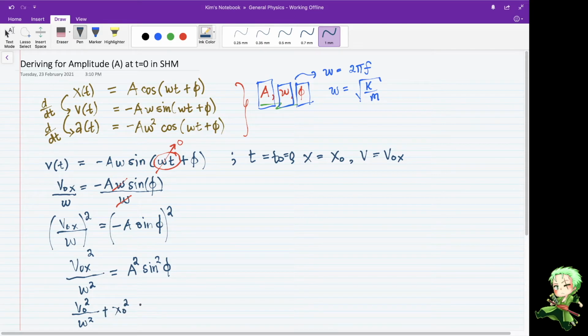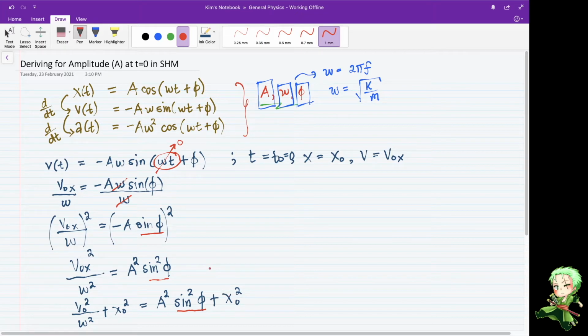We actually intend to do this for us to get rid of the sine. So you will see later how this gets rid of the sine phi here. So you have A squared sine squared phi, and then plus the x naught squared. As I've said, we want to get rid of this sine function here. We did that by adding the x naught squared.